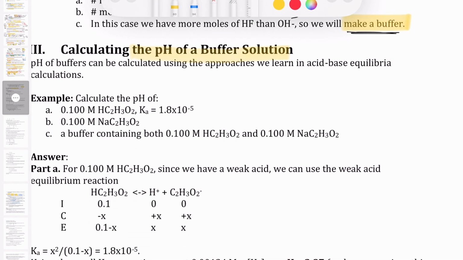We're going to work out the concept of calculating the pH of a buffer using this problem right here. The problem is split into three parts. The first part is to calculate the pH of 0.1 molar acetic acid, then to calculate the pH of 0.1 molar sodium acetate, and lastly to calculate the pH of a buffer that has both the acetic acid and the sodium acetate. Okay, so part A and part B, those calculations are already done in the prior chapter.